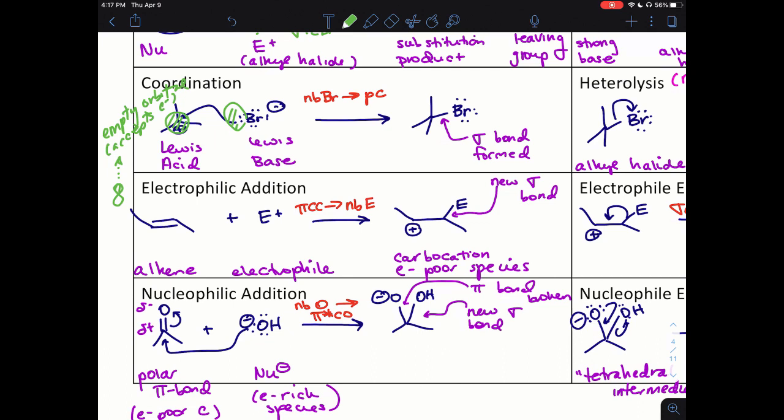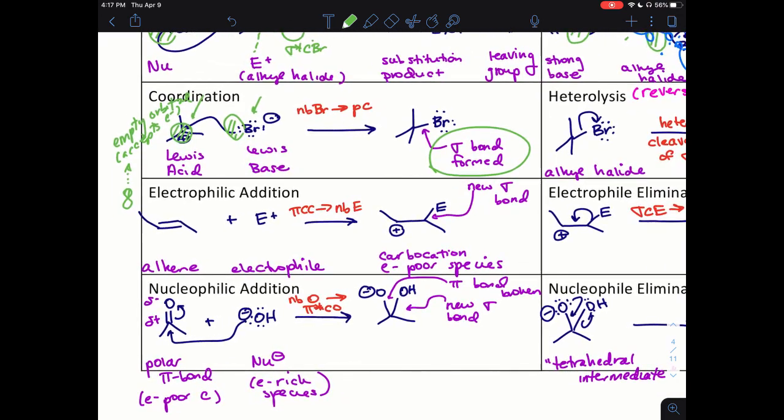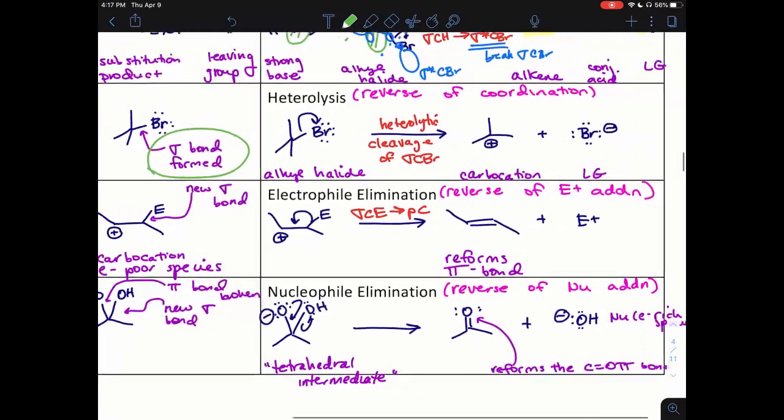You just had a filled orbital and an empty orbital, and they're just going to make a bond. All right, that's coordination. And I think it makes sense why this might occur. I mean, you've filled up an empty orbital, so now all the atoms obey the octet rule. We made a bond. That's great.